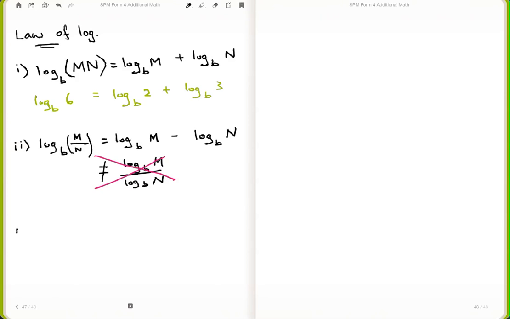Third one. Now log b m raised to the power n. So when there's a power on a number, you bring it to the front as a constant: n log b m. This n could be a round number and it could be a fraction.